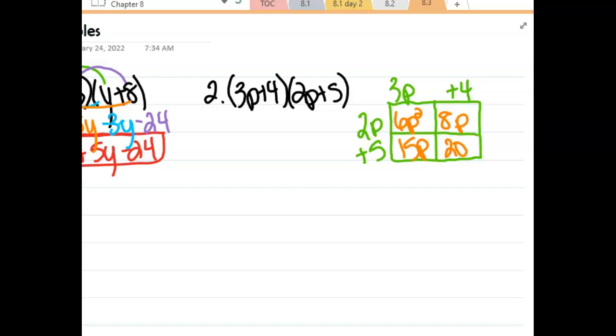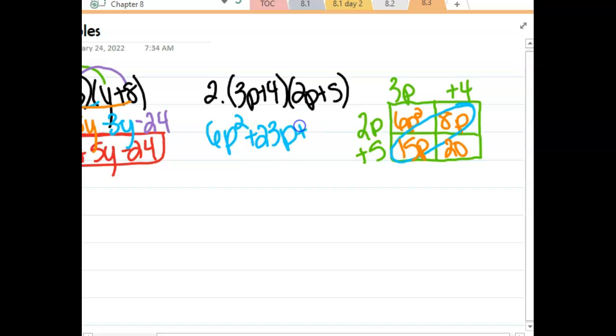And then to get your answer, you're going to add all of these together. Now keep in mind, I can't actually combine them all together because they're not all like terms. But usually with the box method, that diagonal there will be the like terms. So we always want to write our answer in standard form. So we want to start with the 6p squared. 8p and 15p would give me a plus 23p. And then we have the plus 20 at the end.